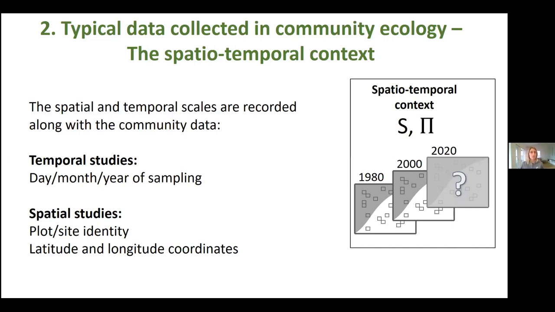So we have some data about the identity of the sampling units or the sites or the plots. We can have some coordinate data, and in addition to this, we can have the time in which we have done the sampling, and it's important to account for this in our analysis, as we will see, and as you most surely know, to account for the spatial-temporal structure of the data, so that we account for the temporal and spatial autocorrelation in our data.